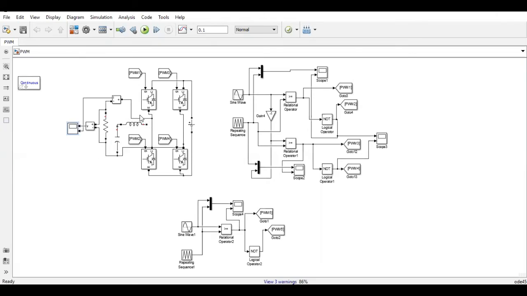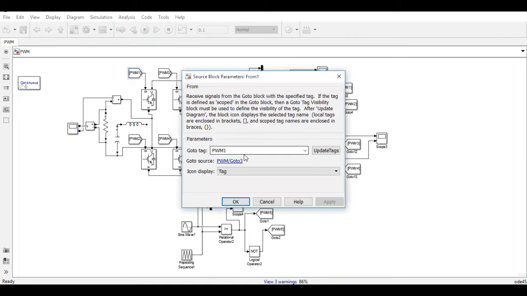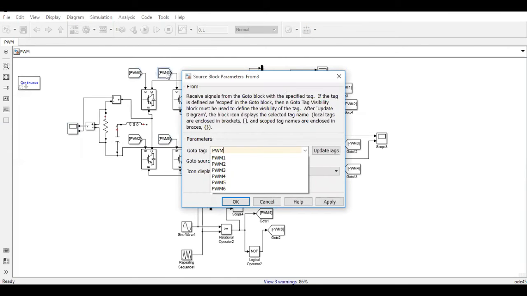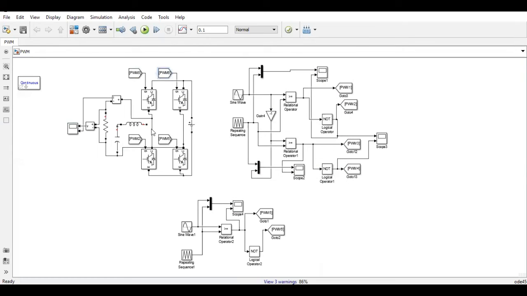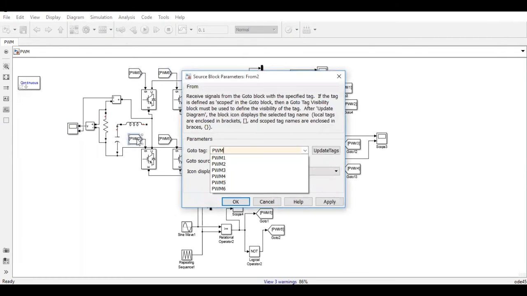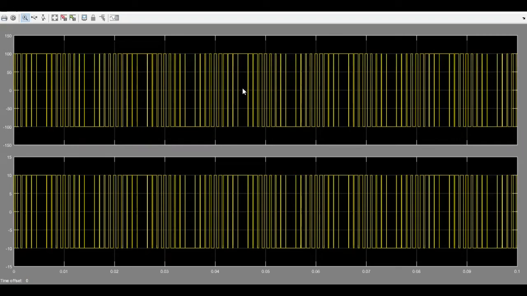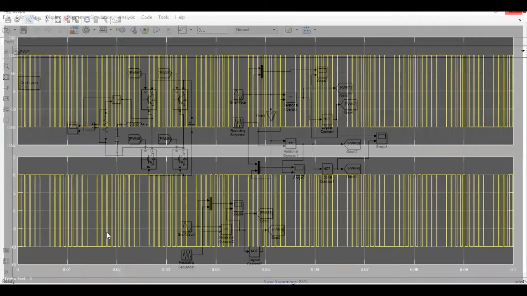Now we can use the bipolar PWM technique. For this case, we have to rename this to PWM5. This will also become PWM5. This will become PWM6. This will become PWM6. Now I can run this simulation. This is bipolar PWM pulses.